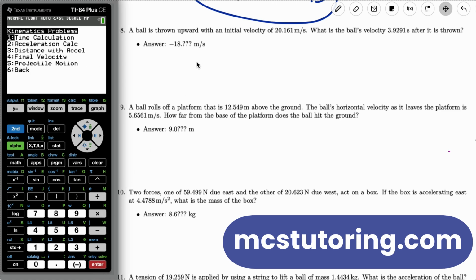Okay. Ball is thrown upward with initial velocity of 20.161 meters per second. What's the ball's velocity 3.9291 seconds after it's thrown? Now check this out. Technically, this is also a final velocity question.